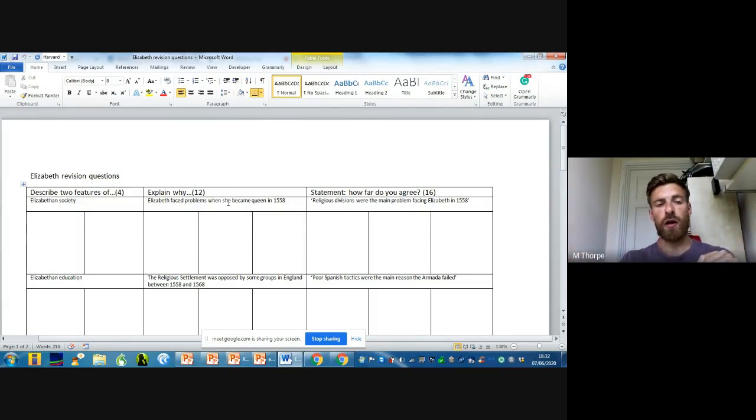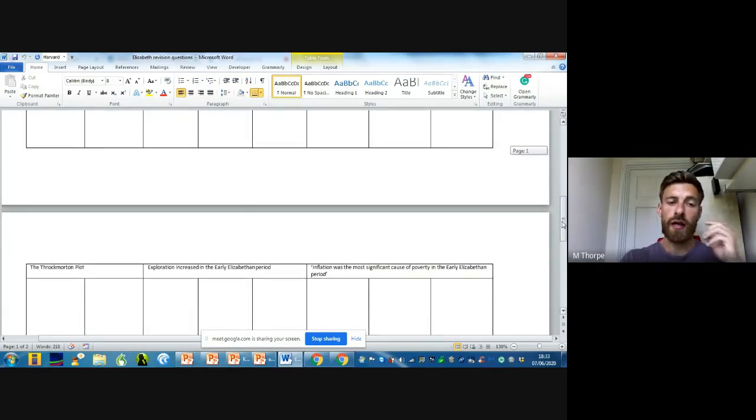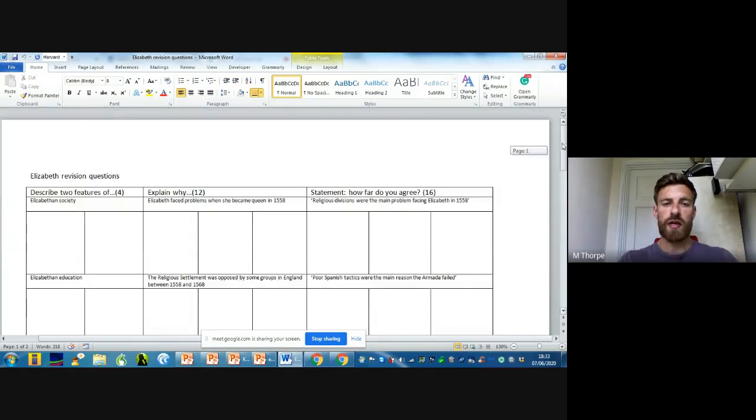The second column along is 'explain why'. So again, every single question in that column will start with 'explain why'. So the top one, 'explain why Elizabeth faced problems when she became queen in 1558', and it goes down and so on and so forth. 'Explain why exploration increased in the early Elizabethan period.' So again, because with that question we want 3 reasons, you'll put 3 separate reasons in these 3 boxes. Okay, so it gets us used to thinking about how we'd answer the question.